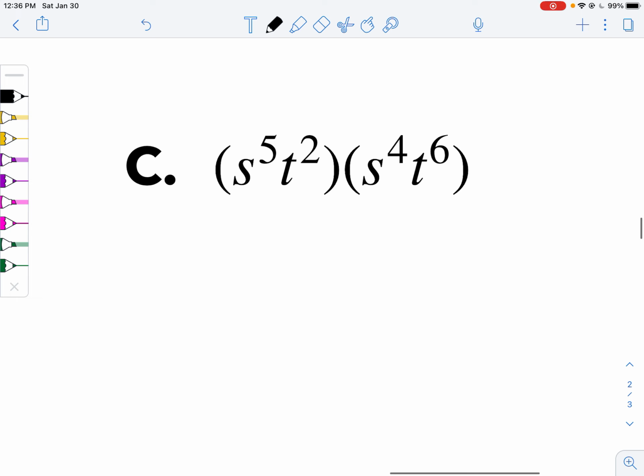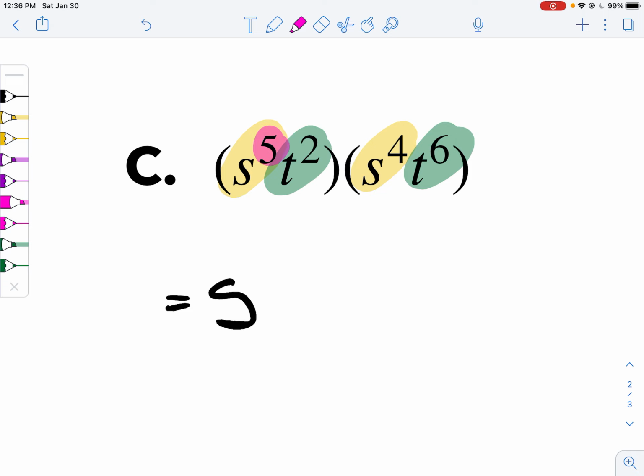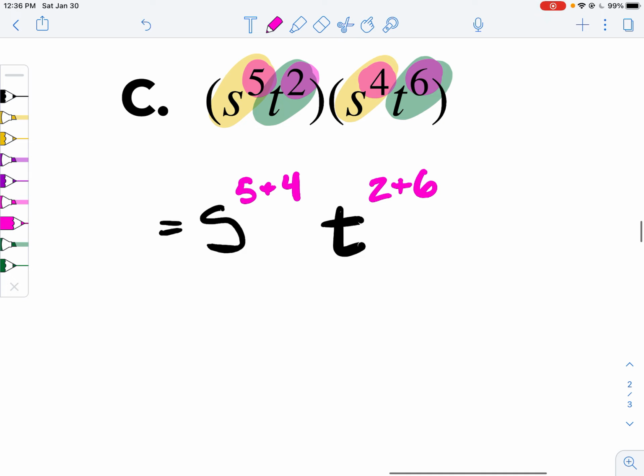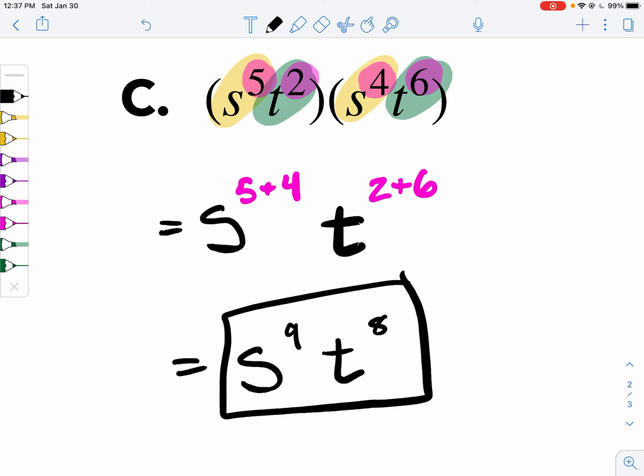Okay, we've got one more. Remember, we just need to combine all the same bases. So we put our s's together, we put our t's together, and that gives us s to the 5 plus 4th power times t to the 2 plus 6th power. So that's s to the 9th power times t to the 8th power. Okay, so that's multiplying.